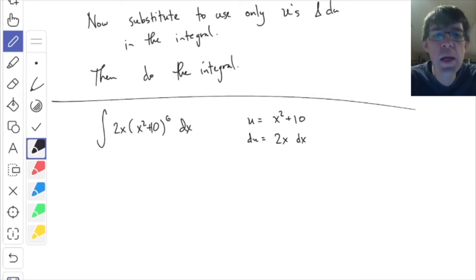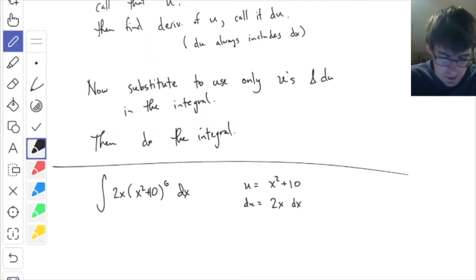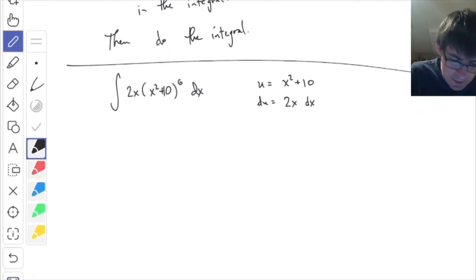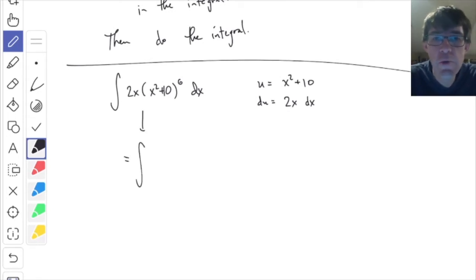All right, anyway, I just did this step here. Find the derivative of u, call it du. du always includes dx. Okay, now substitute to use only u's and du's in the integral. So I go back to this integral here, and I'm going to try to replace everything that you see there in terms of x with something in terms of u.